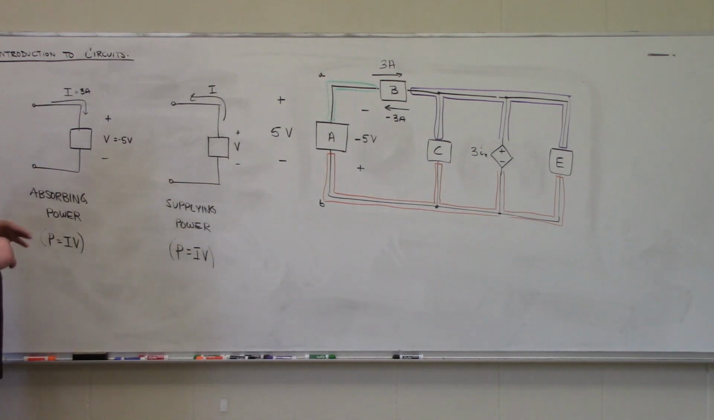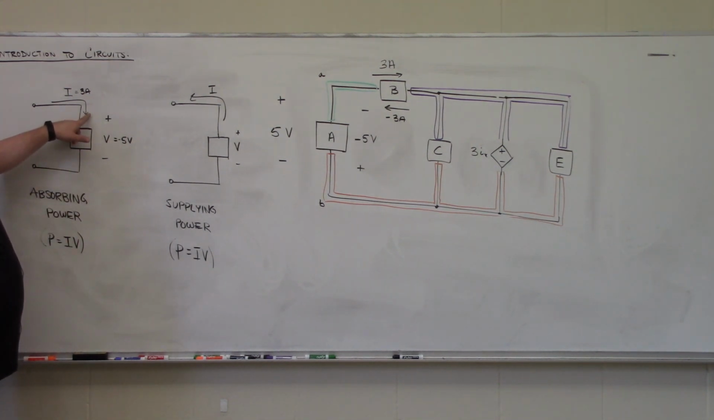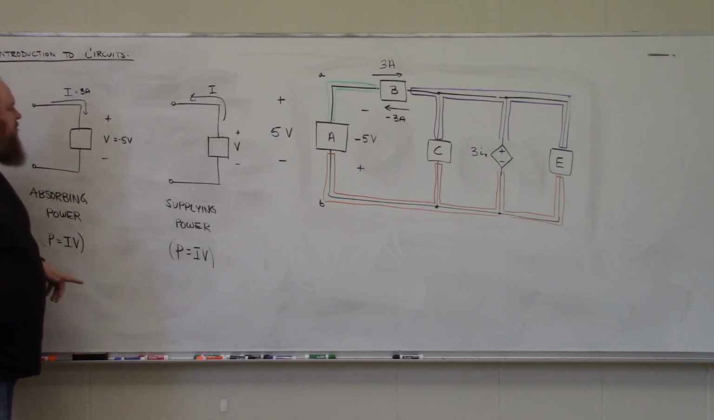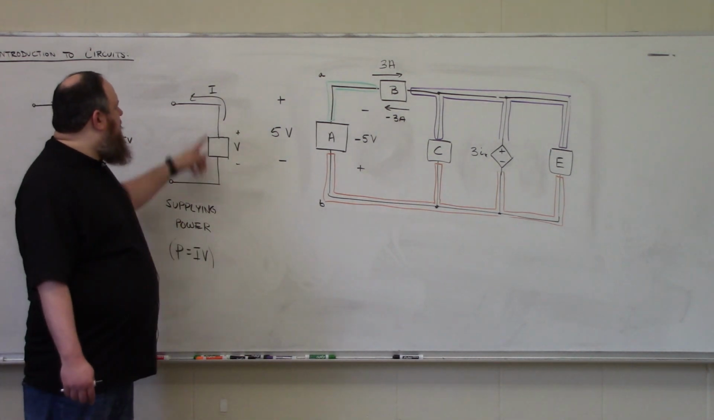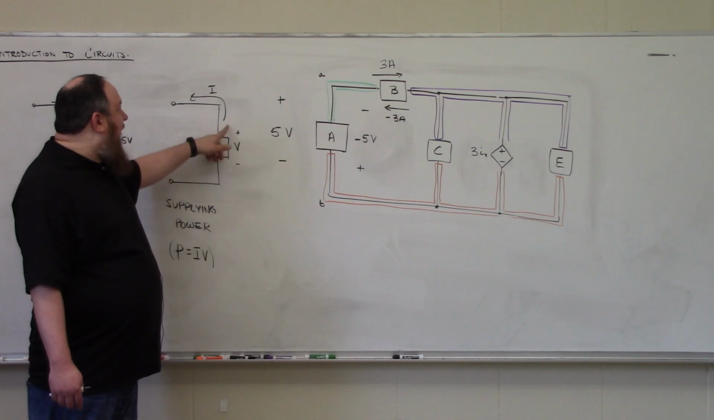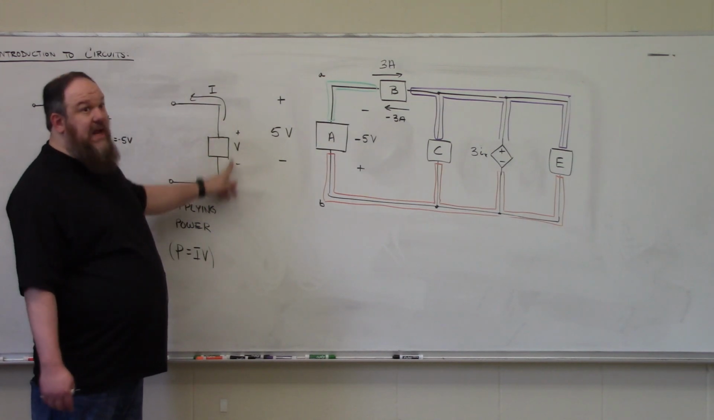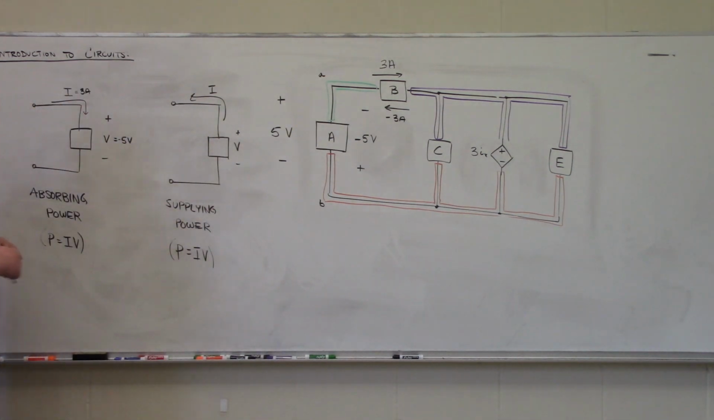Alrighty, so power by definition is current times voltage. We consider an element to be absorbing power if current is flowing into the positive polarity terminal, and we consider an element to be supplying power if current is flowing out of the positive polarity terminal or into the negative polarity terminal.